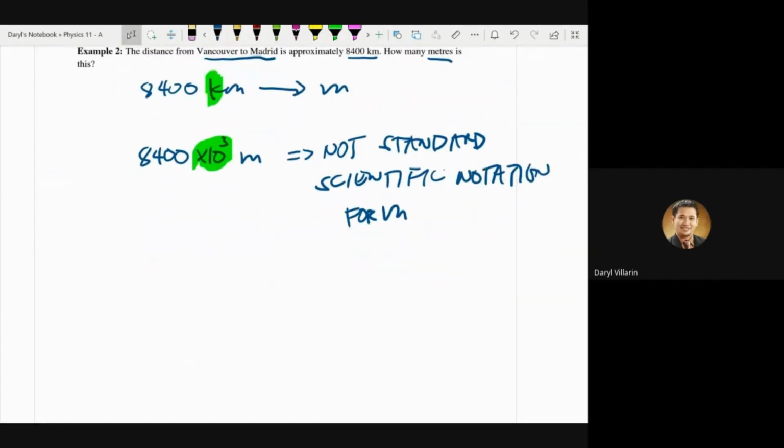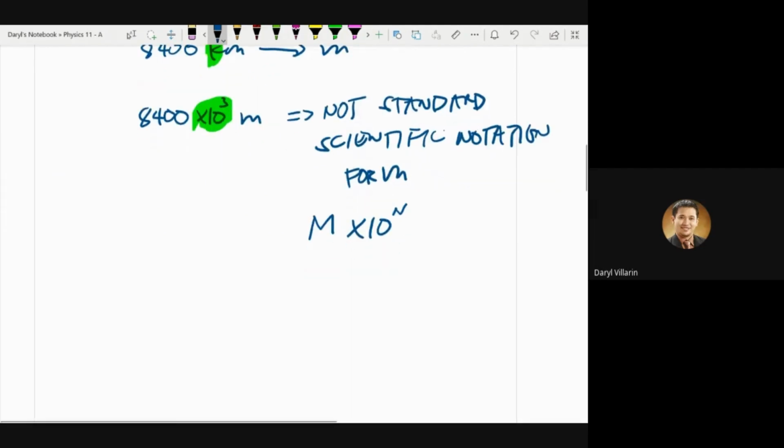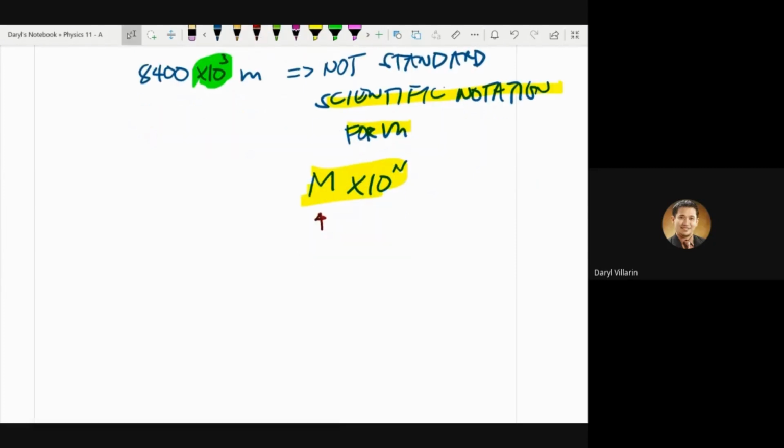So if you remember, how do we write a standard scientific notation? Is it not that the standard form of a scientific notation is m times 10 to the power of n? So this is the standard form of a scientific notation. We define m. Remember that m has a specific value. M should be greater than or equal to 1, but less than 10.